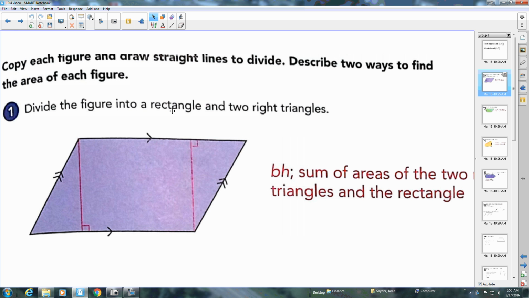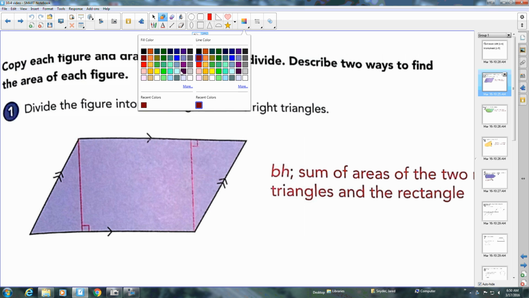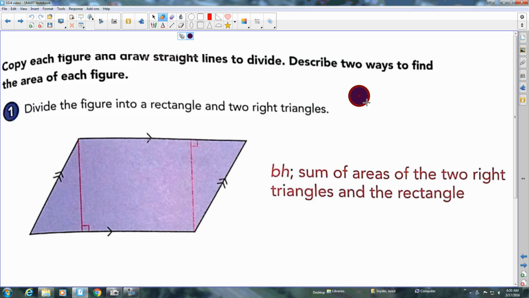So divide the figure into a rectangle and two triangles. The best way to do that is to split them here. See if I can make something real quick just so that it catches your eye. So the best way to do that is to divide it down this line and this line. That gives you two triangles and a rectangle.